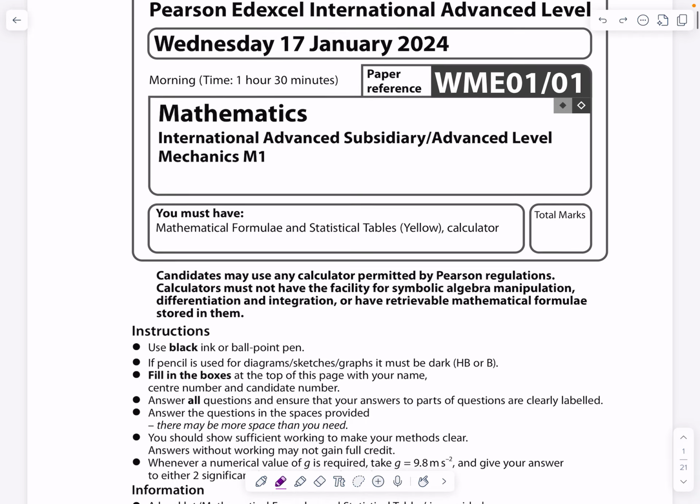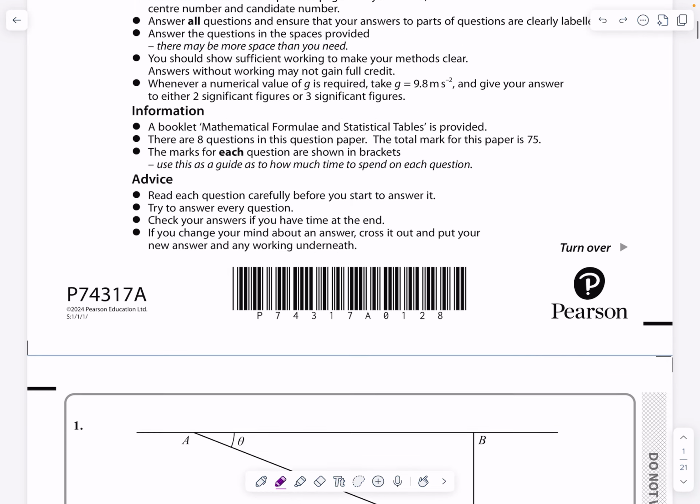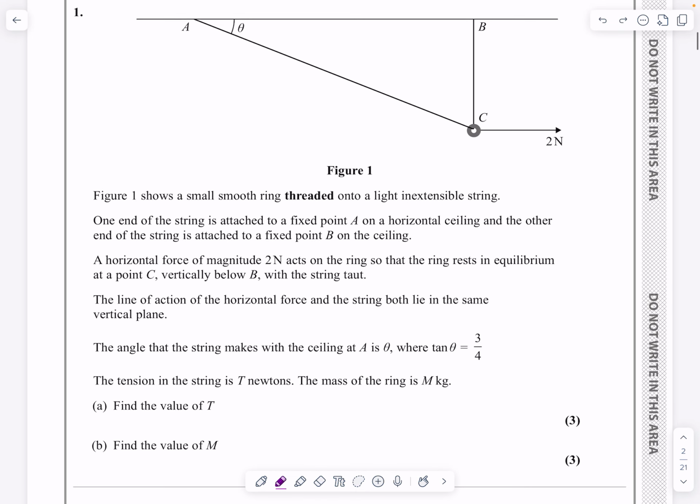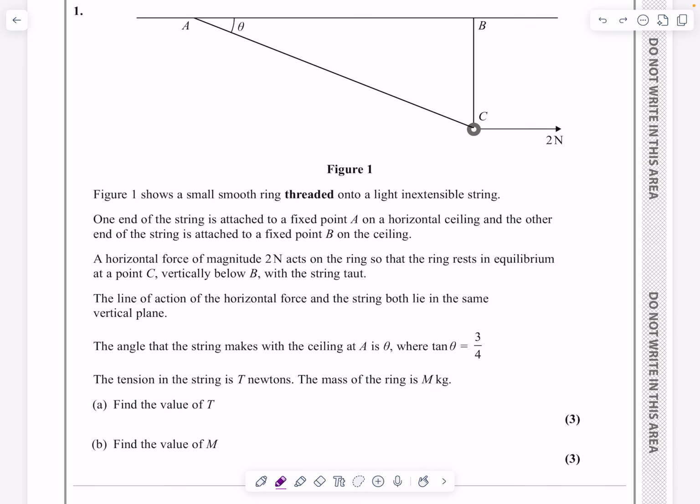Okay, this is the M1 paper from January 2024. This is question number 1, first question on the paper. And this is a statics question. It tells me that this situation is resting in equilibrium. Let's read through it and see what we've got.